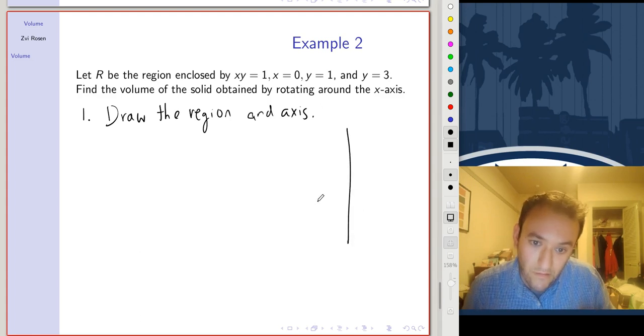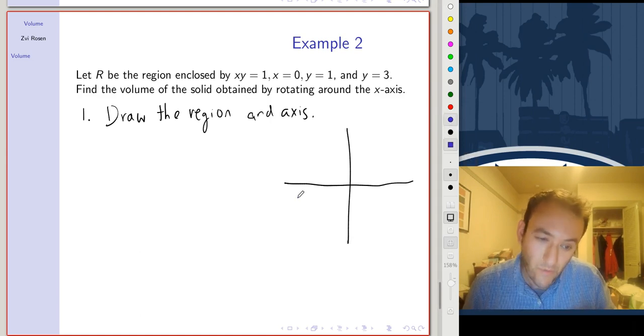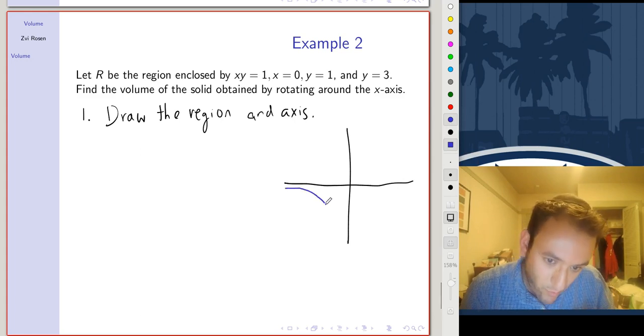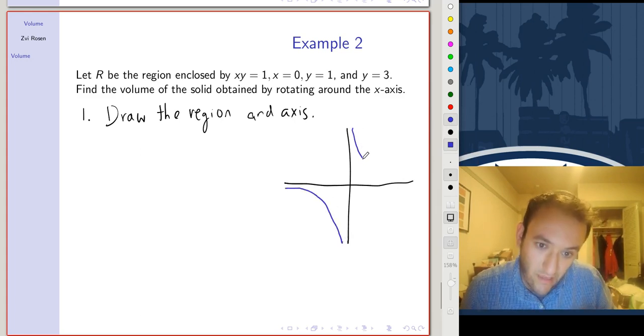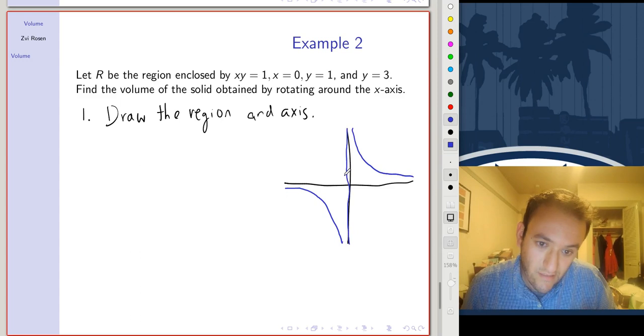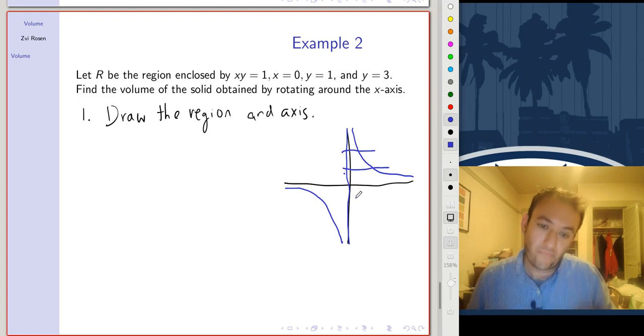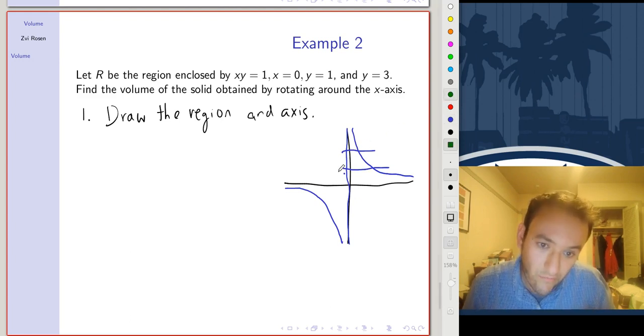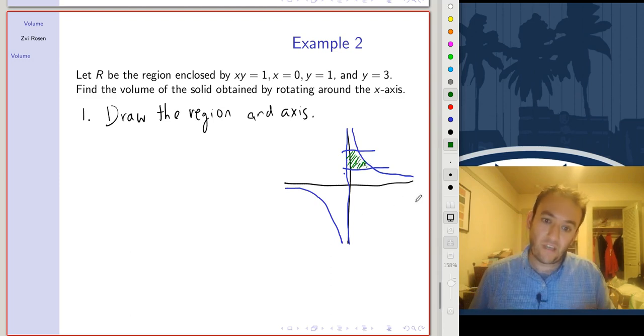Okay, so we have xy equals 1 is a hyperbola, if that sounds familiar. If not, you could graph a few points until you've got an idea of what it looks like. x equals 0 is the vertical line here. y equals 1 is this line. And y equals 3 is this line. Okay, so clearly our region is this funky region here.